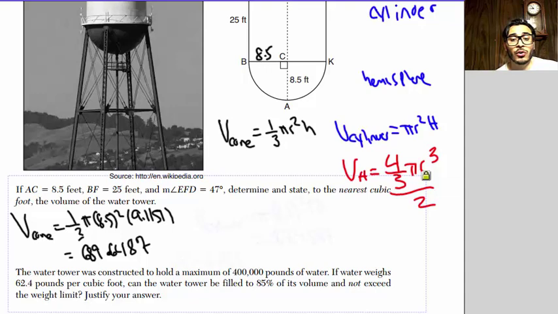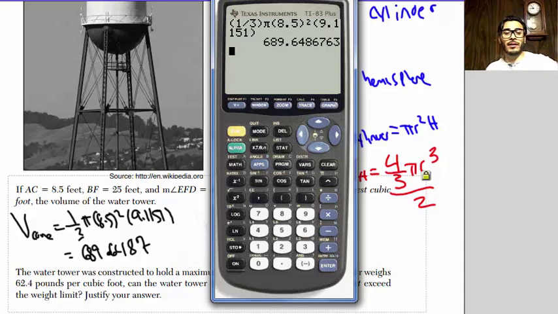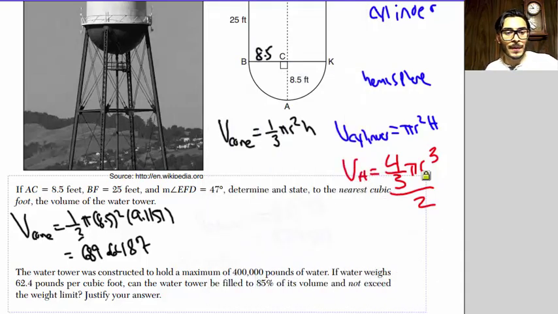And then, oh, by the way, if you're wondering how to do that on a calculator, I'll just show you real quick. What you want to do is write 1/3 as a division, so parentheses 1 divided by 3, and then times pi. You could just write pi. The calculator knows it's going to multiply by pi. And then parentheses 8.5, close parentheses, squared. And then we got 9.1151. Close that, enter, you get 689.6487 approximately when you round it to 4 decimal places.